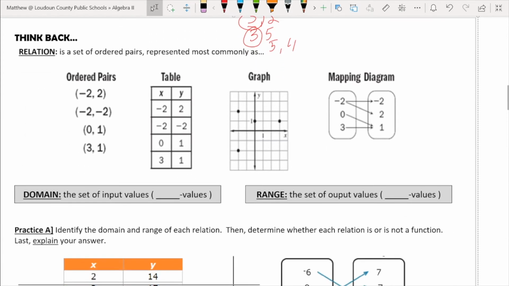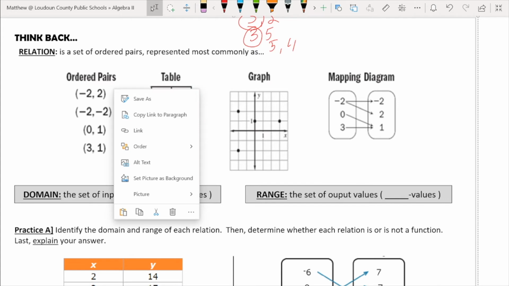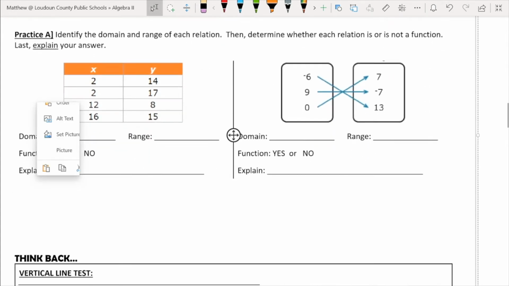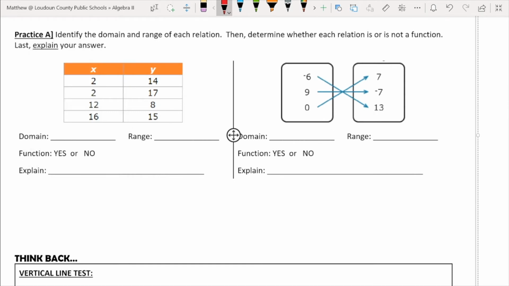Different things. So remember, the domain is the set of the input values, which is the x values. The range is the output values, the y values. If we're going to name the domain and range, we can say that the domain here is 2, 2, 12, and 16. I'm going to put them in curly braces, like that. And then the output, 14, 17, 8, and 15. That's my range. All the y values.